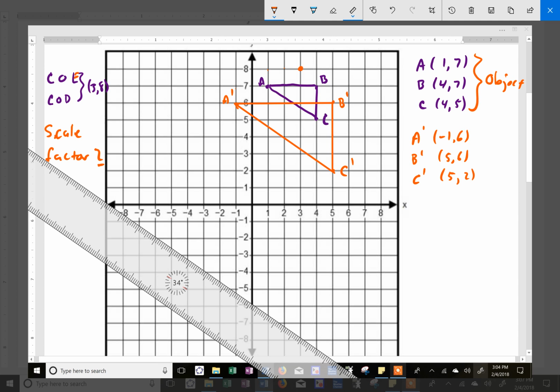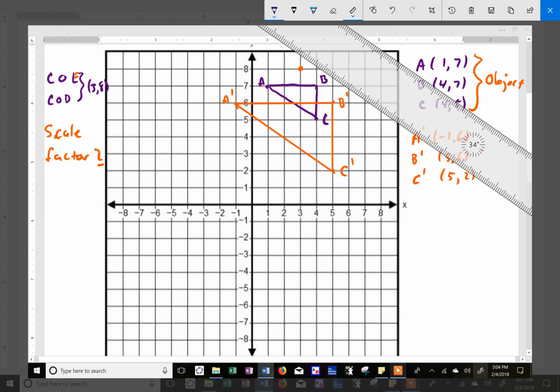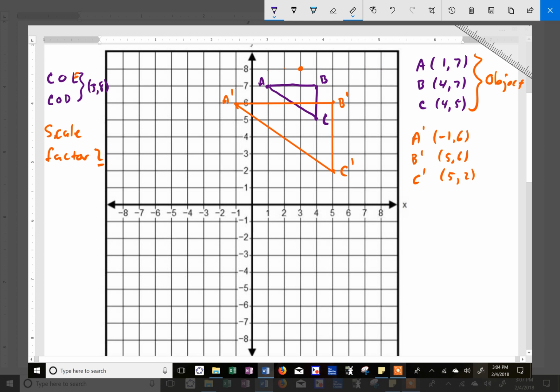And now, I'm going to do one more very, very quick. This one's going to be super quick, because there is something I want to show you. If I want to have a scale factor of 3, I'm going to start from here again. And once again, I went over 2 and down 1, so it'd be over 6 and down 3. 1, 2, 3, 4, 5, 6. 1, 2, 3. That's A double prime. Down, over 1, down 1. I have to go over 3 and down 3. 1, 2, 3. 1, 2, 3.